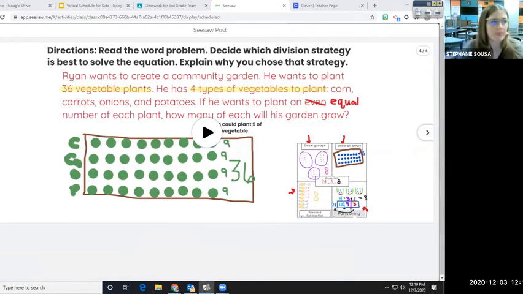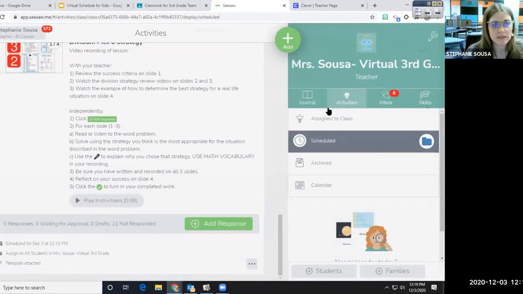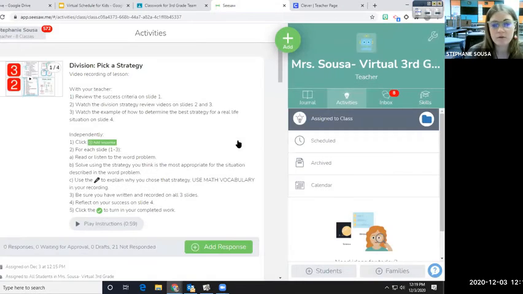All righty. Inside of your add responses today and your activities are going to be several different word problems. I'm going to place you up into some breakout rooms today where I'm going to hop in and out and listen for that teamwork. You are going to click the add, and for each slide, number 1 through 3, you're going to read or listen to the word problem. You're going to solve using the strategy you think is the most appropriate for the situation described in the word problem. That means you're going to choose which model makes the most sense.